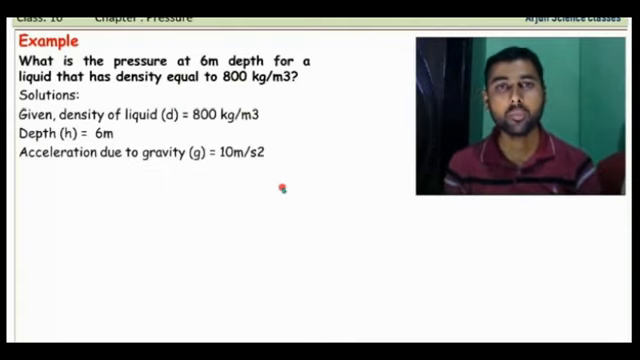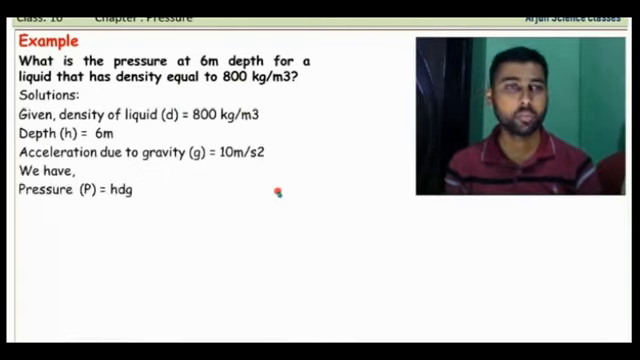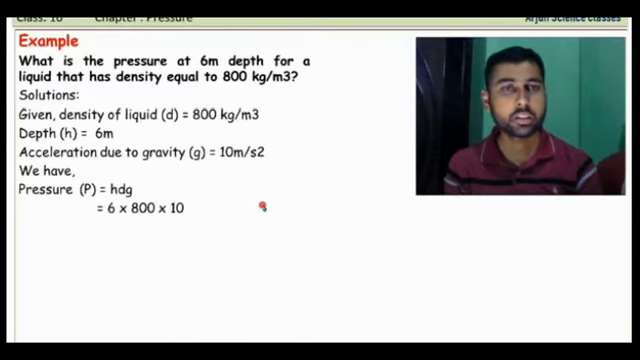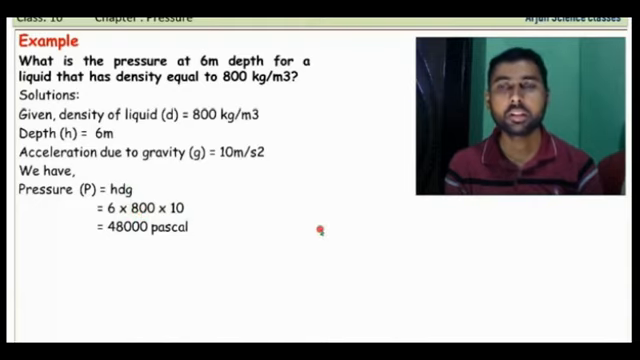We have a formula that the liquid pressure P is equal to hdg, which we have proved. It is equal to the height 6 meter into 800 into g, which is 10. So it is 6 into 8, that is 48, giving 48,000 Pascal. This is the answer.